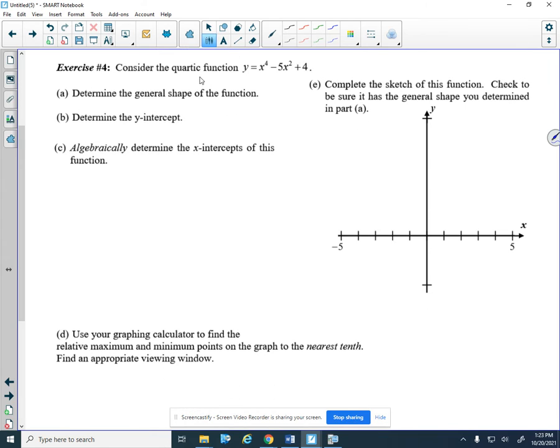It says consider the quartic function x to the fourth minus 5x squared plus 4. So our general shape here, because it's x to the fourth and it's positive x to the fourth, is we know both arrows are going to point up because of that even exponent for the highest degree. The y-intercept in this case is the number at the end by itself, which is 4. And to algebraically determine those x-intercepts, we are going to take this equation and factor it.